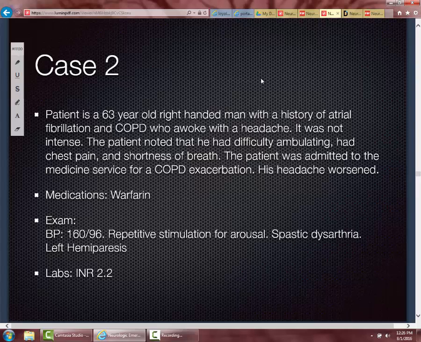And at some point within the first 6 to 12 hours, his headache worsened. So his medications were notable for warfarin. His blood pressure was 160/96. He required repetitive stimulation for arousal. He had a spastic dysarthria and a left hemiparesis. And his INR was 2.2.